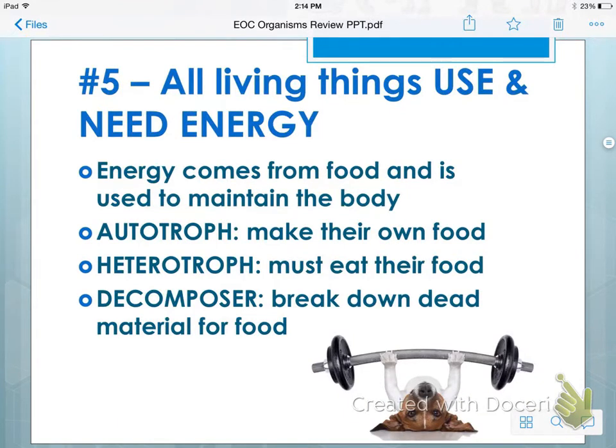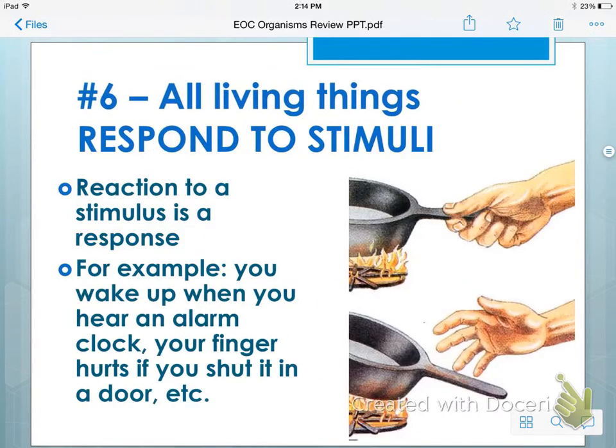All living things use and need energy. So energy comes from food and it maintains the body. There's different types of ways of getting this food though. You have autotrophs, which make their own food, heterotrophs, which have to eat their food, and decomposers, which break down dead material for food.